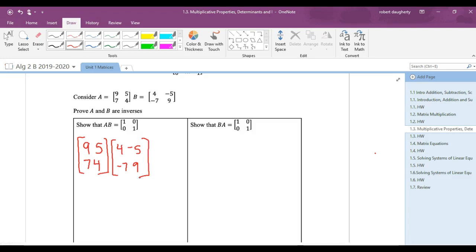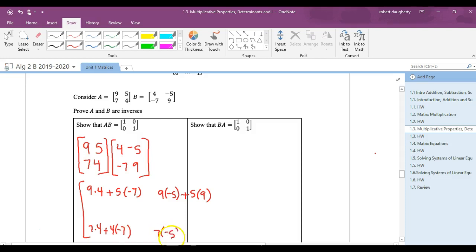So the first element is going to be 9 times 4 plus 5 times negative 7. Now the first row with the second column is going to be 9 times negative 5 plus 5 times 9. Now the second row with the first column is going to be 7 times 4 plus 4 times negative 7. Second row, second column is 7 times negative 5 plus 4 times 9.